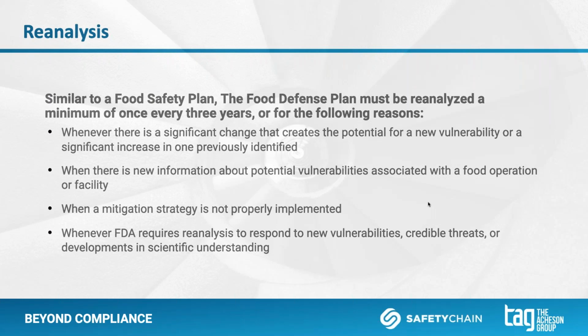Reanalysis. Similar to a food safety plan, the food defense plan must be reanalyzed a minimum of once every 3 years, or for any of the following reasons. Whenever there's a significant change that creates the potential for a new vulnerability or a significant increase in one previously identified, when there is new information about potential vulnerabilities associated with a food operation or facility, when a mitigation strategy is not properly implemented, and whenever the FDA requires reanalysis to respond to new vulnerabilities, credible threats, or developments in scientific understanding. Next slide, please.